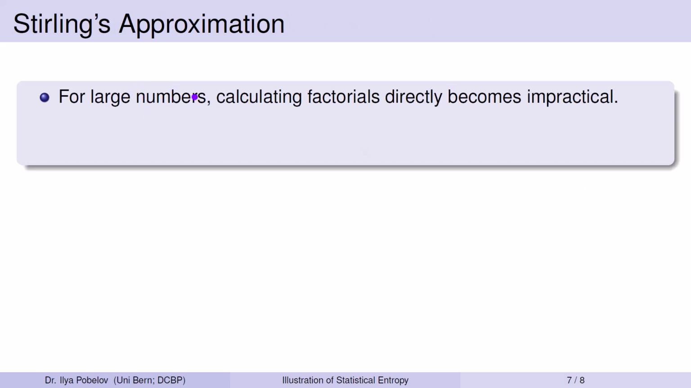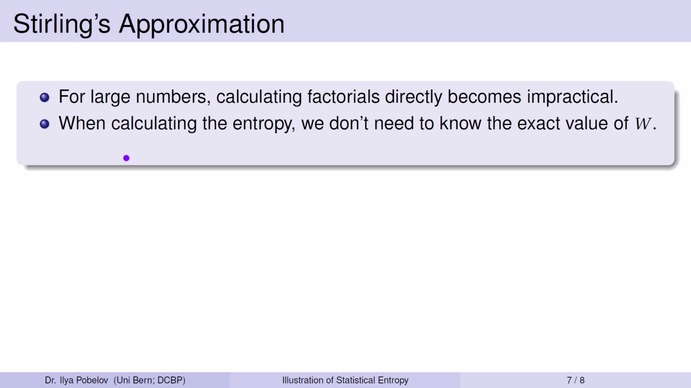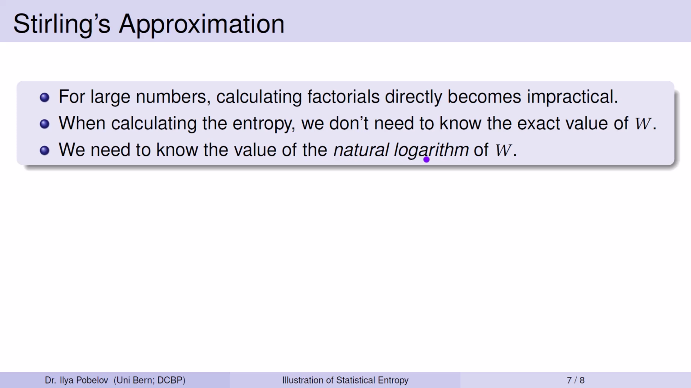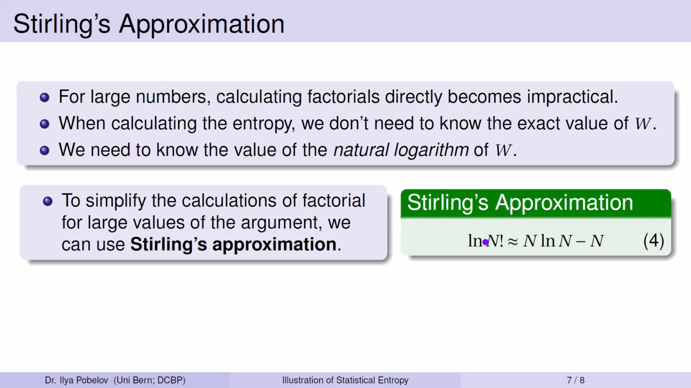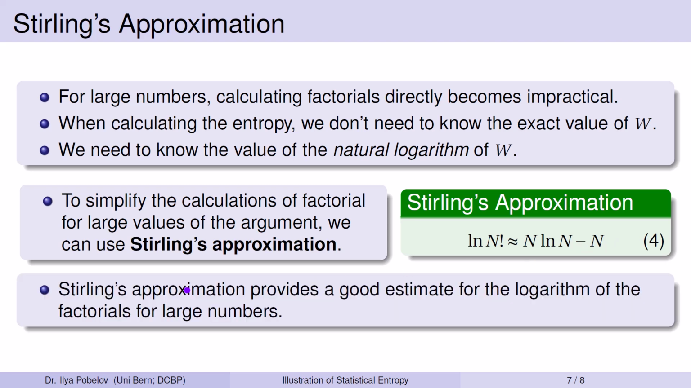When dealing with large numbers, calculating factorials directly becomes impractical. Fortunately, when calculating the entropy, we don't need to know the exact value of W, but only the natural logarithm of it. To simplify the calculations of factorial for large values of the argument, we can use Stirling's approximation. The natural logarithm of n factorial is approximately equal to n times the natural logarithm of n minus n. Stirling's approximation provides a good estimate for the logarithm of the factorials for large numbers.